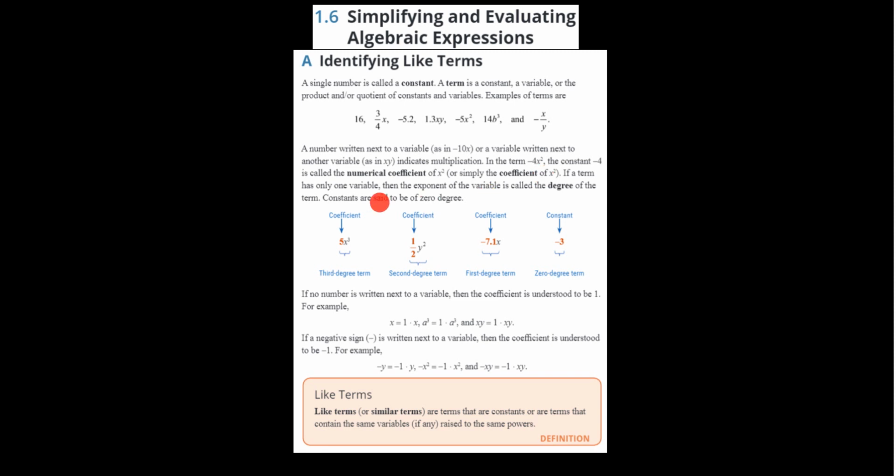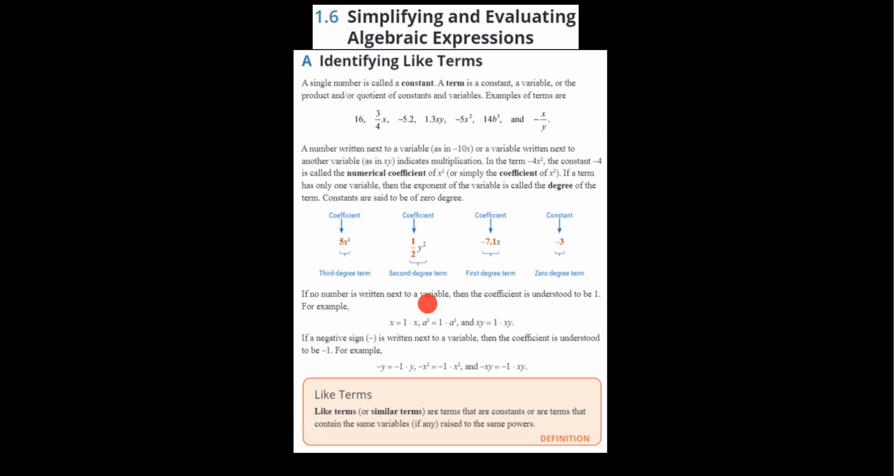If a term has only one variable, then the exponent of the variable is called the degree of the term. Constants are said to be 0 degree. So we see in the red, all these are just the numbers or the constants, right? And in the black, we have the variable. The exponent: this is x raised to the third power, this is y raised to the second power, this is x raised to the first power, and then we have no variable here. We call this a third degree term because it has a variable raised to the third degree. We call this a second degree term because it has a variable raised to the second degree, and so on.